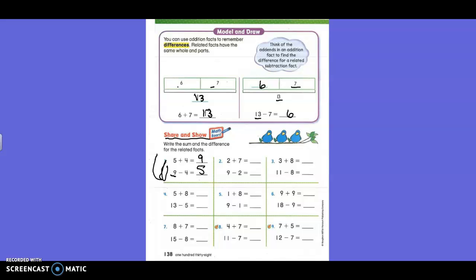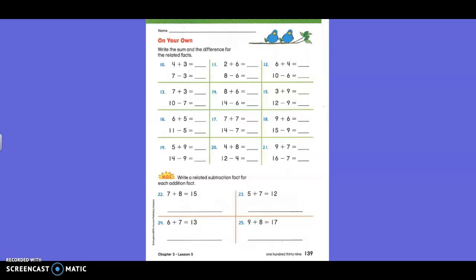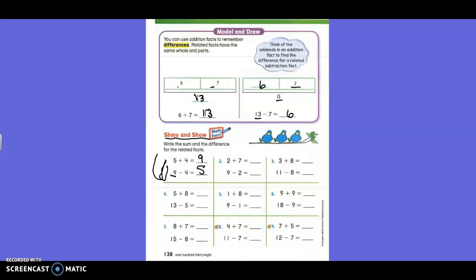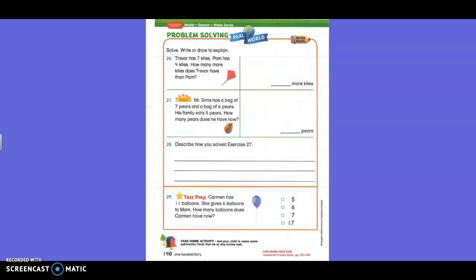Before we start share and show, actually, I think you should be able to do that on your own. So we'll go ahead and do share and show. Or let's look really quick. Okay, we will have to do the problem solving together. So once you get done with on your own and the share and show, we'll have to do problem solving together. To be able to answer number 28, we have to do 27 first.